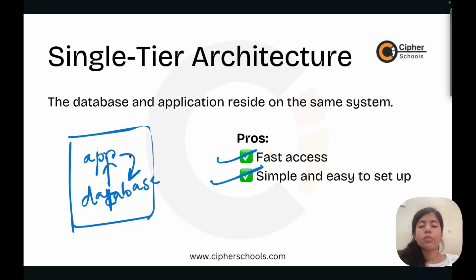But what are the problems? Now imagine a situation where this particular system fails. What will happen if your laptop stops working for some reason? You lose all the data, and then you won't be able to work with it.